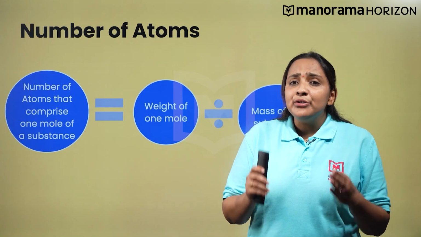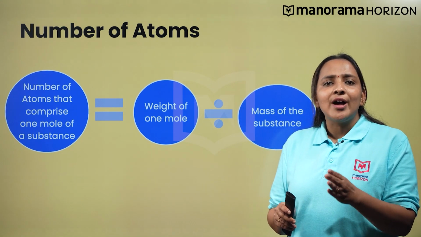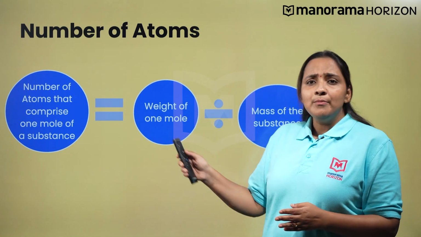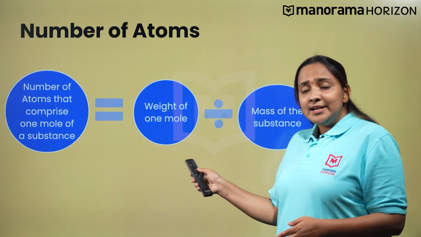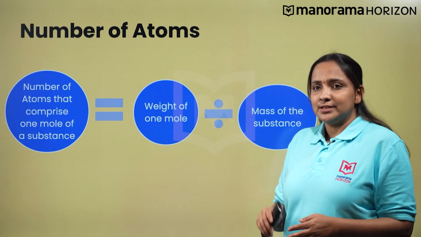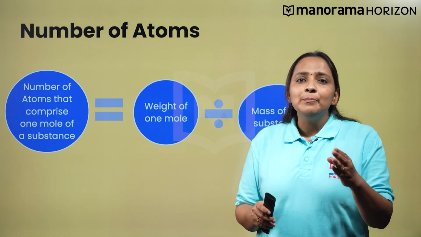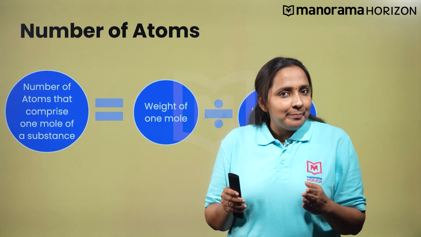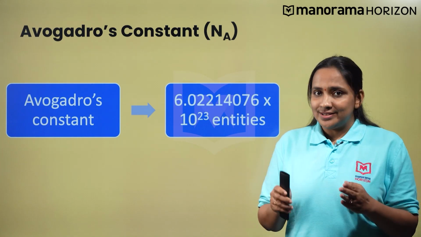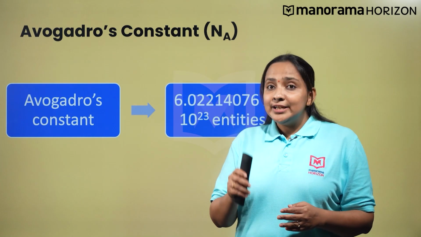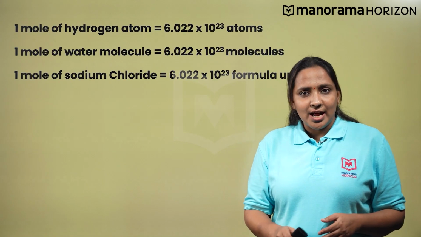Now, we can infer from the above example the formula for calculating the number of atoms that comprise 1 mole of a substance: it is equal to the weight of 1 mole divided by the mass of a single atom of the substance. You remember the fixed number which we just now saw in the previous slides. This number, which depicts the number of entities in 1 mole, is known as Avogadro's constant or Avogadro's number, denoted by NA.